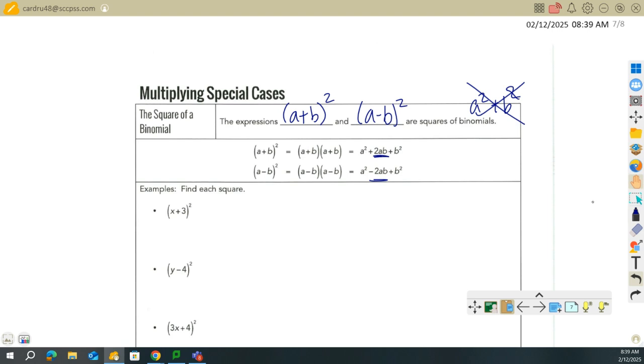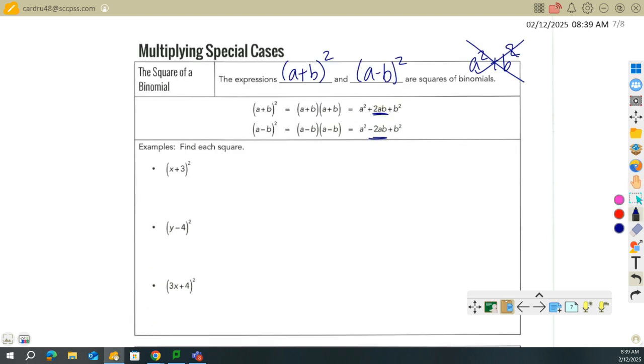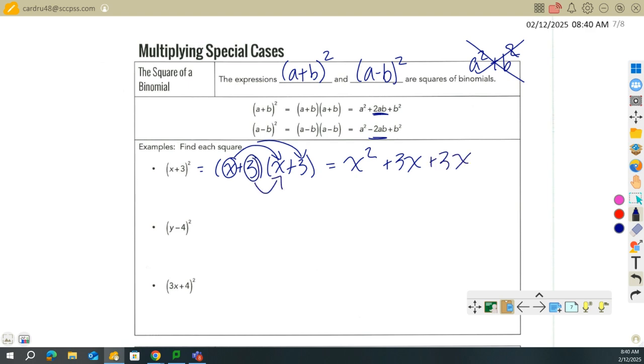So when you see a binomial being squared, that means you need to write it twice. So x plus 3 times x plus 3. And you've got to FOIL it out. So we have x times x, which is x squared. We have x times 3, which is 3x. We have 3 times x, which is 3x. And then 3 times 3, which is 9.